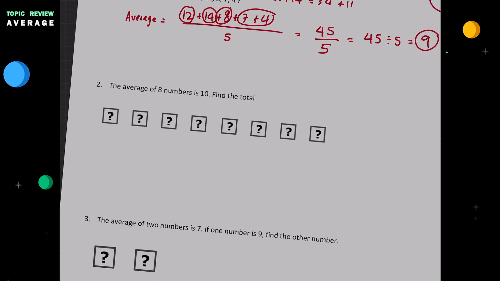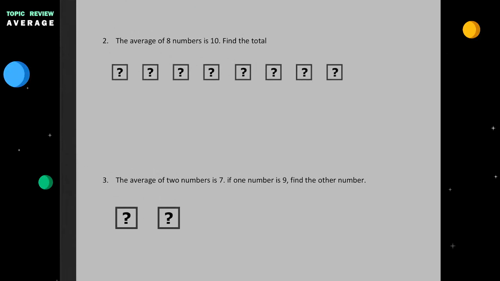Now the next one says the average of 8 numbers is 10. Find the total. I prepared a little diagram for you already. These are your 8 numbers: 1, 2, 3, 4, 5, 6, 7, 8. The reason they have a question mark inside of the boxes is because we don't know what the numbers are. They could be anything. They might be equal, they might not be equal. You can't guess what they are.